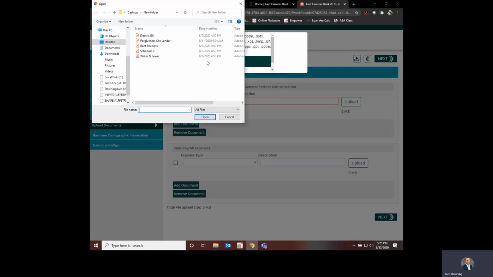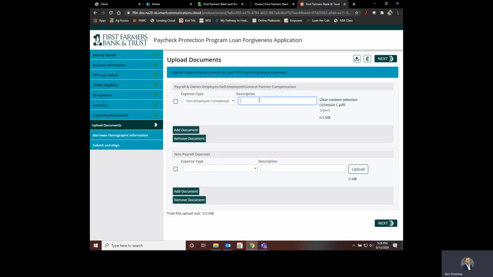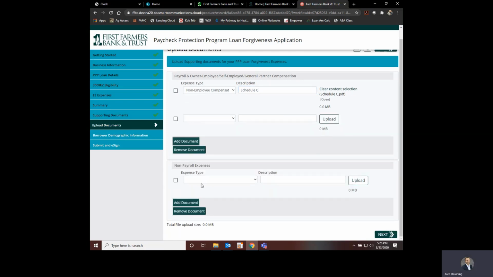We'll choose a file. And here in my folder, I already have the Schedule C lined up here. So you will submit that because for this example, I just applied based off my net income for my Schedule C. I can put there Schedule C. Got it. Now, I can remove that. We don't need that.